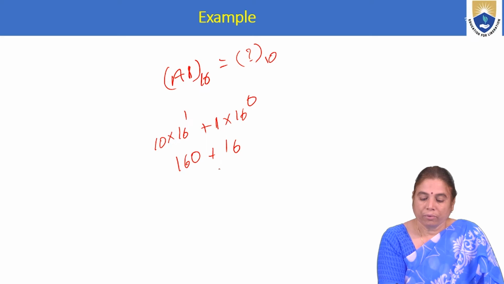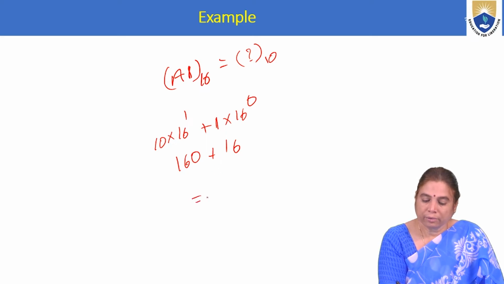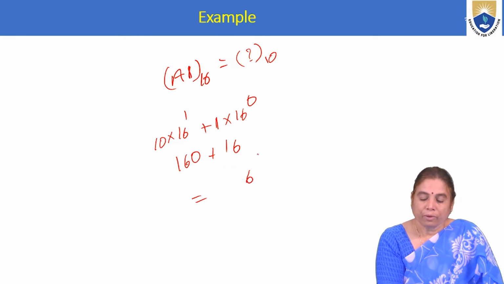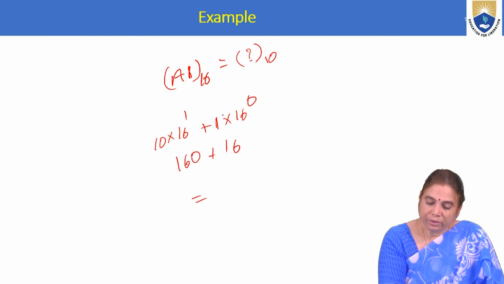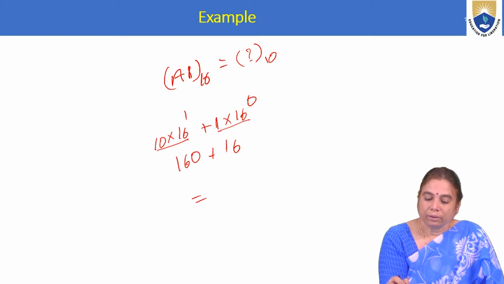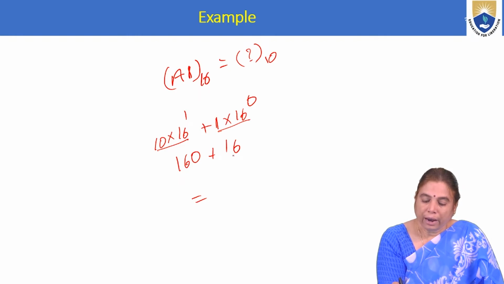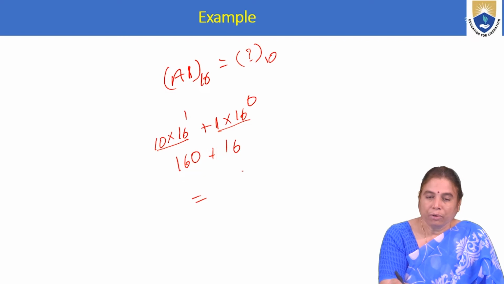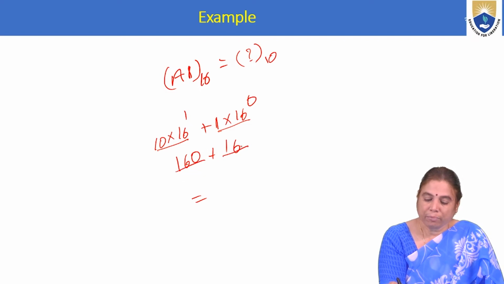Okay, so now we have to add. Each digit is written and multiplied with the place value of that particular number system. So it is the unit place, 16 power 0, and the next place, 16 power 1. After getting the terms, those can be added. Now the terms that we get can be added.